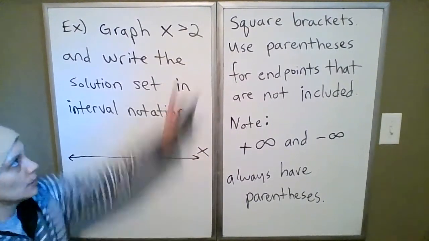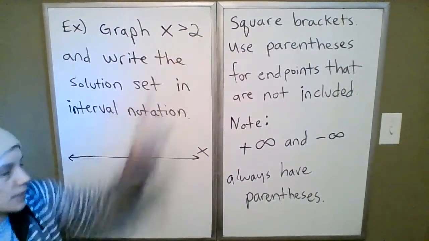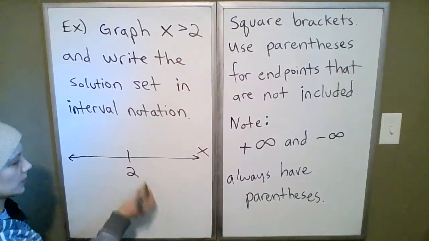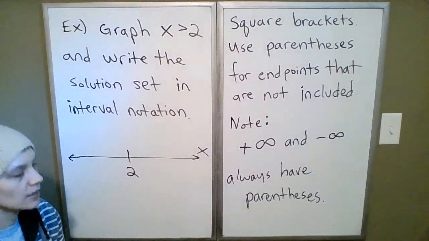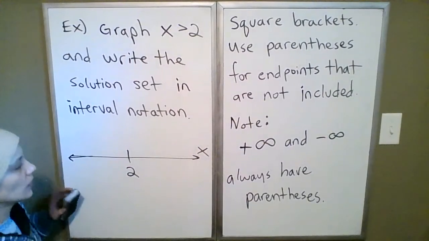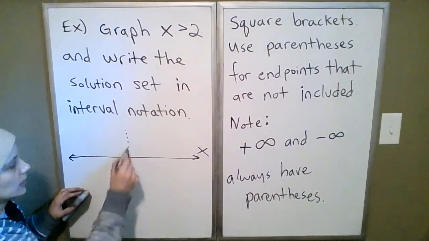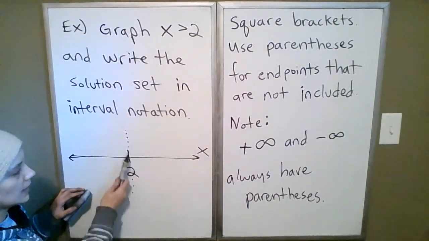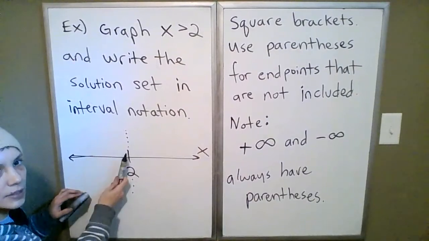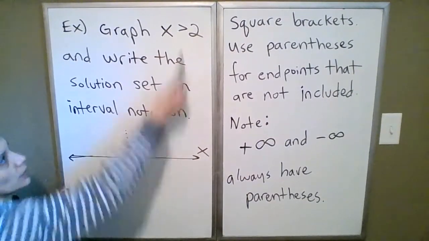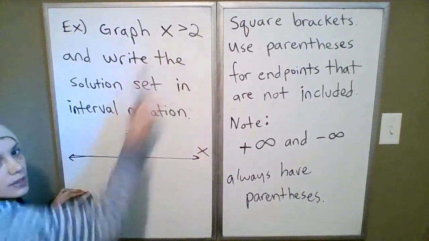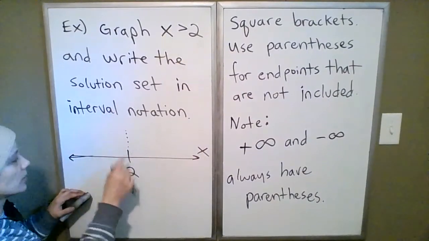And we need to place 2 on our graph. And we want to find the solution section. So I could split this. Test a number less than 2. And we're going to test a number greater than 2. And also, that symbol is a strict inequality, which means I have an open circle.